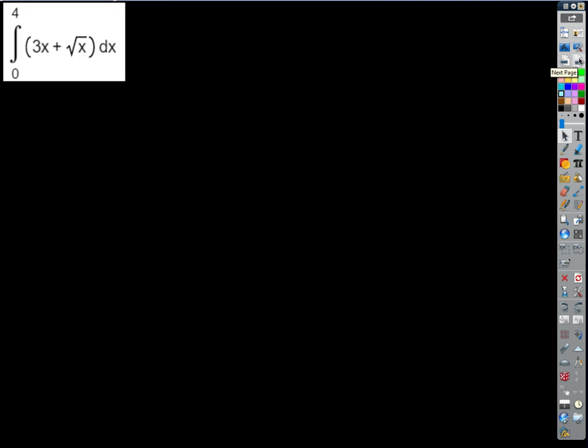Okay, what about this one? That looks a little weird. That's not a polynomial. Okay, but there are two terms there, so I can break this up into two parts, right? First part's easy. Antiderivative of 3x is just 3x squared over 2, right? That part's no big deal. But what do I do with that square root? To the 1/2. Okay, I want to write it as a power, right?